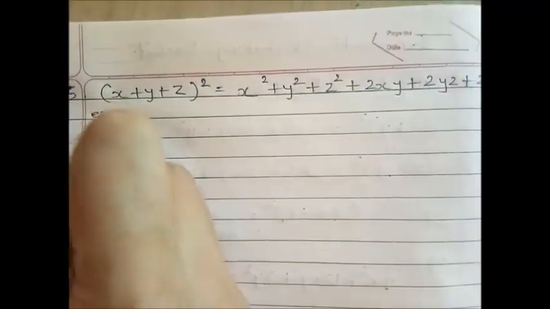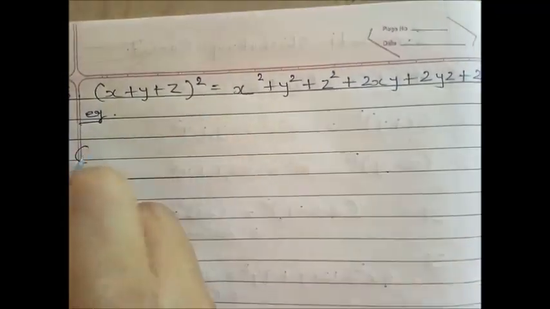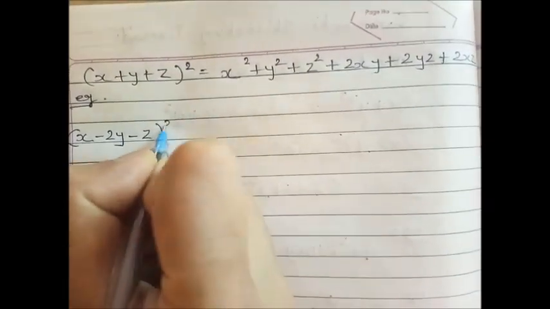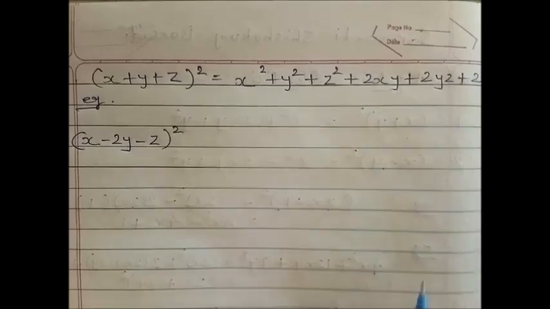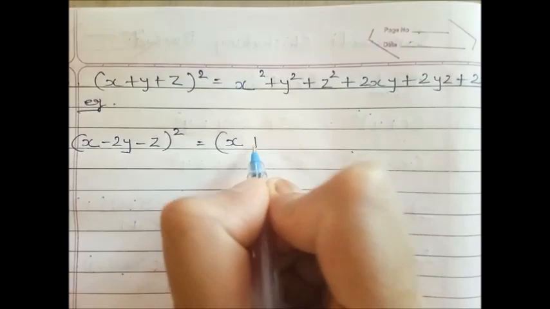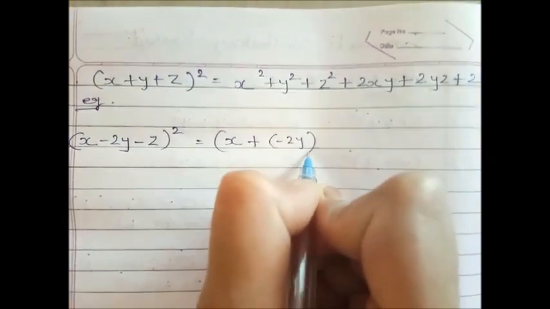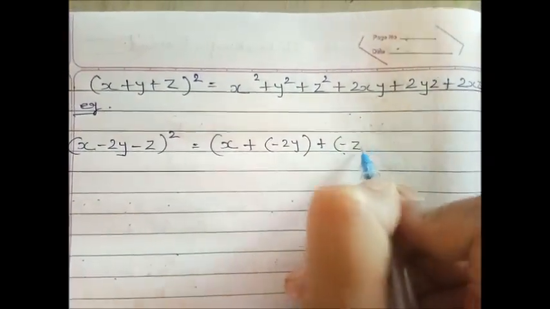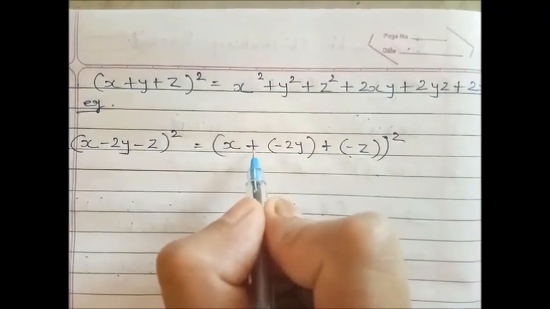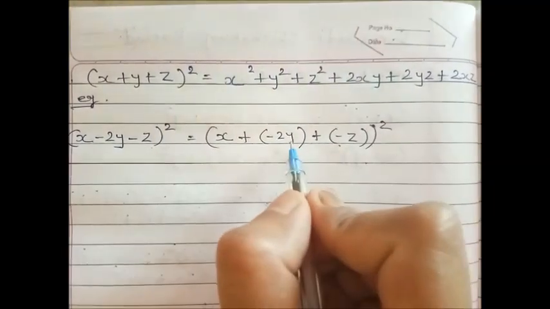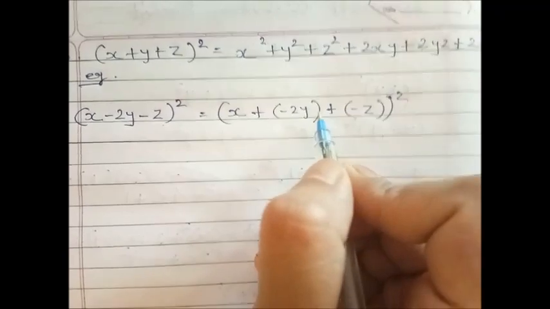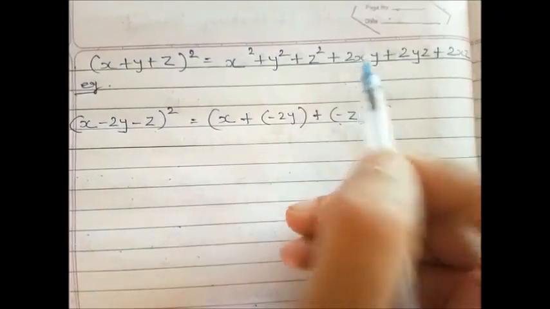Let's take one example with the negative sign, that is x minus 2y minus z whole square, right? For your understanding, you can write this way, that is x plus minus 2y plus minus z whole square, right? Now see, plus minus comes minus only, right? So according to this, what we have written is correct. This one is for your understanding only, otherwise if you can do it directly, you can do, right?